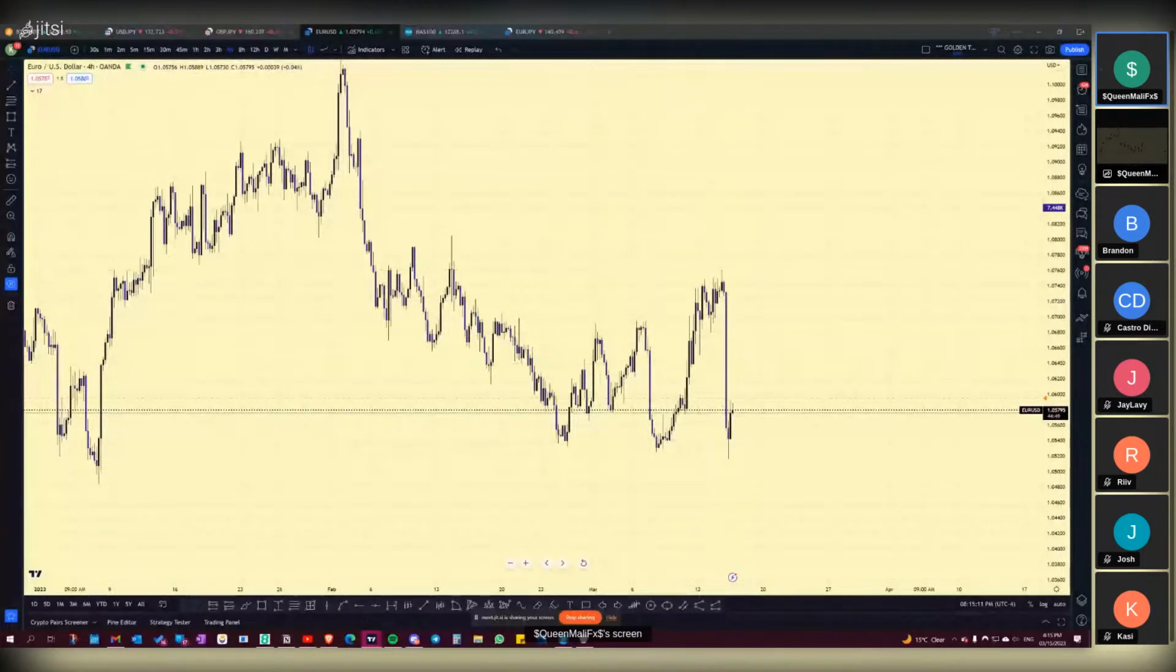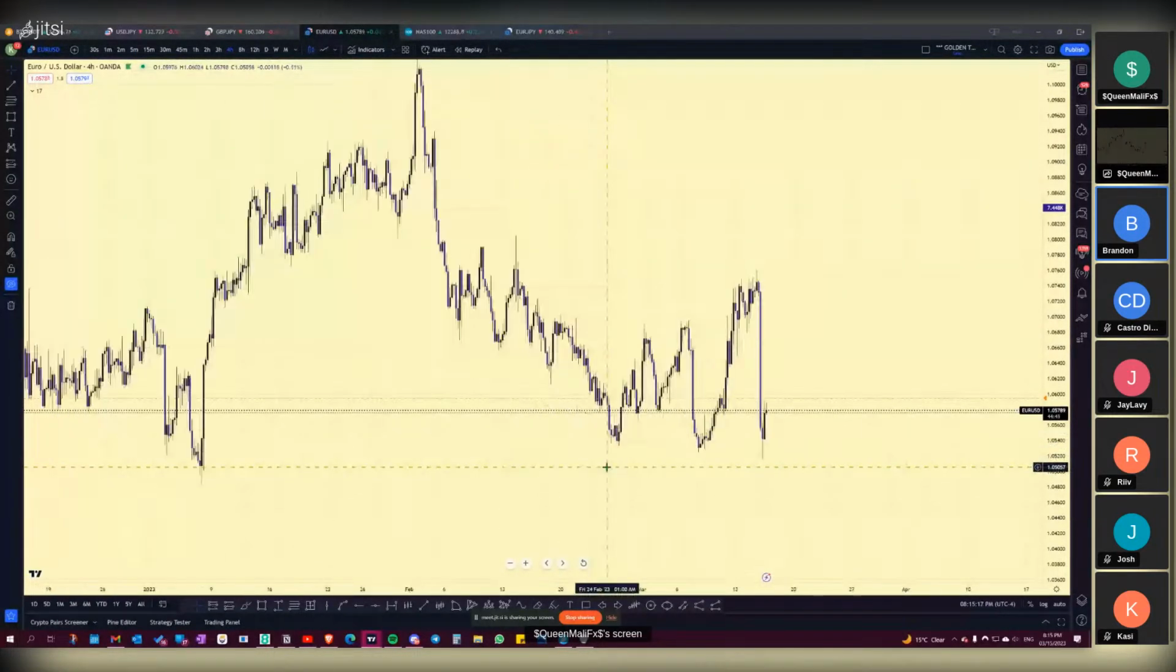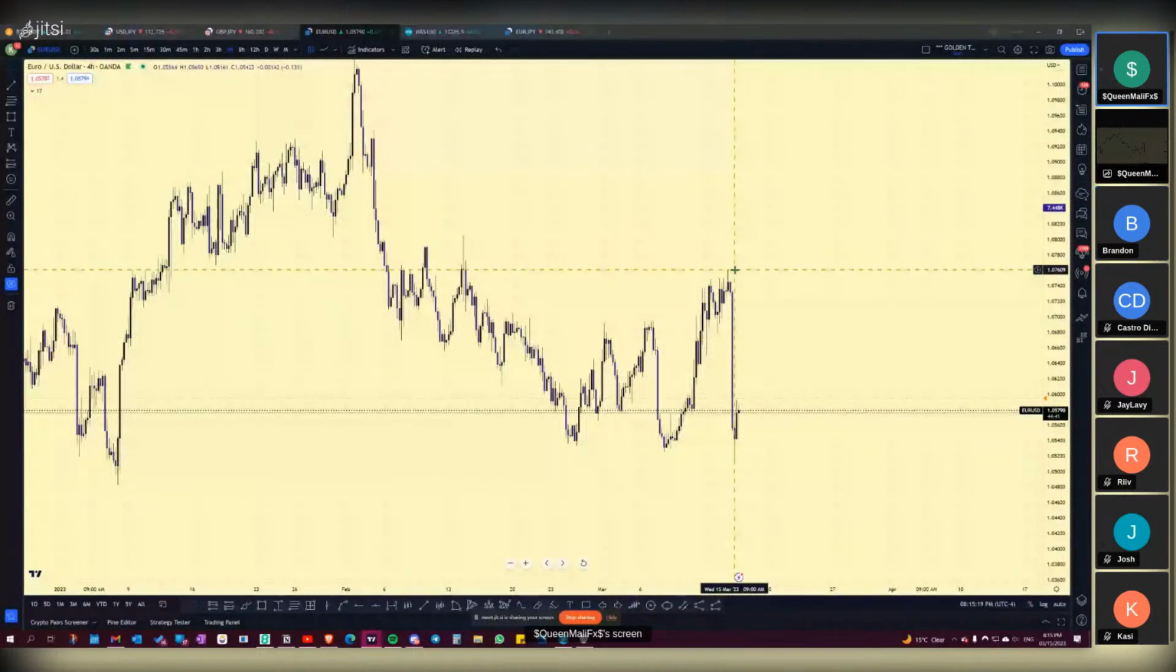But yeah, okay, that's really it. I think it's gonna come back up here. Take this liquidity now because all these people are in money right here on the 4 hour.